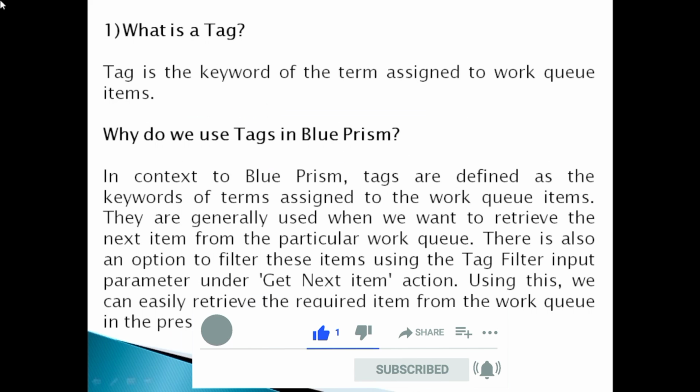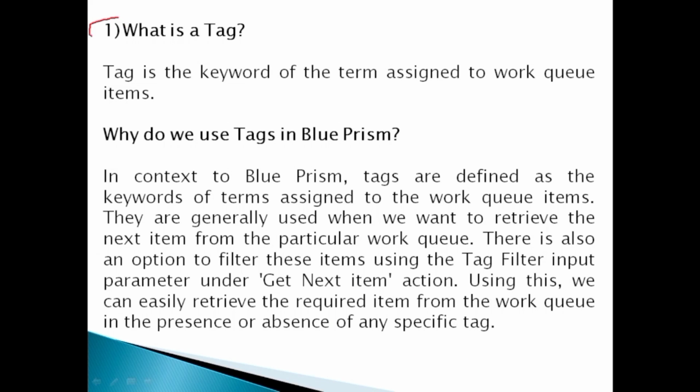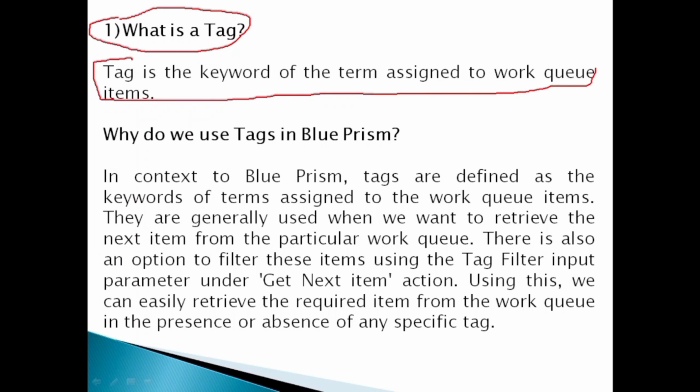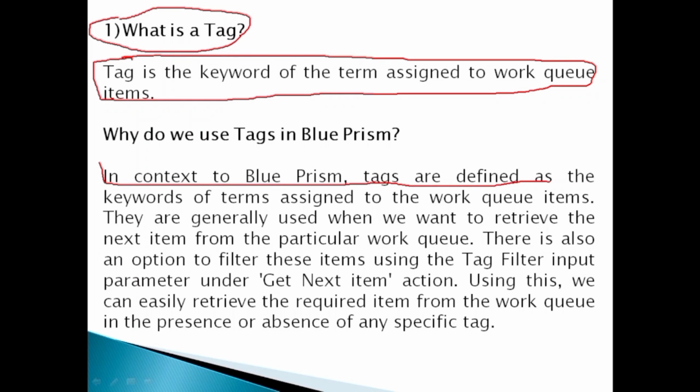So here we go. First question is, what is a tag? A tag is the keyword or term assigned to the queue items. And why do we use tags in Blue Prism? In context to Blue Prism, tags are defined as the keywords or terms assigned to the queue items. So they are generally used when we want to retrieve the next item from the particular queue.